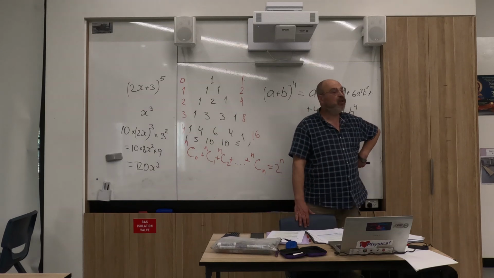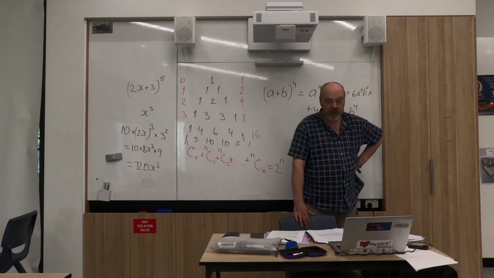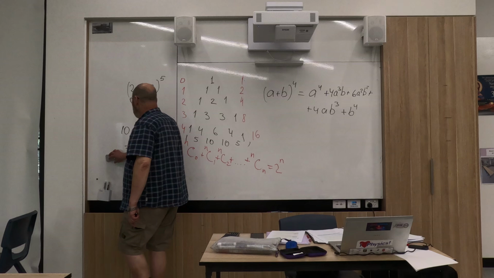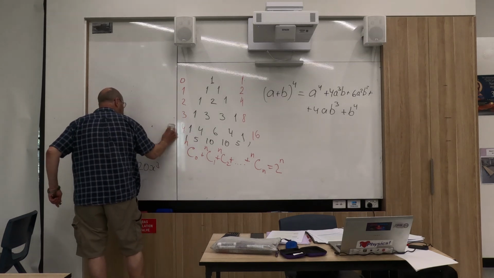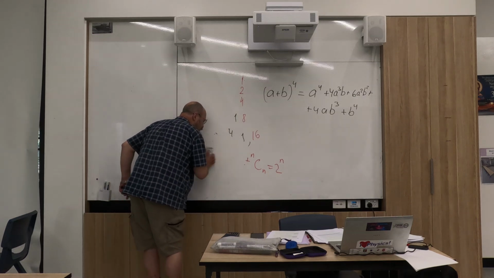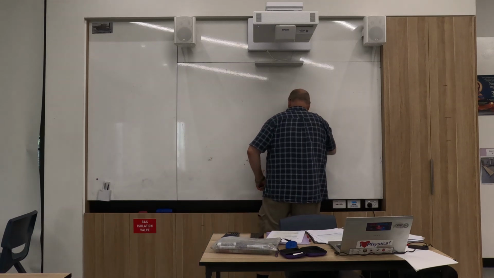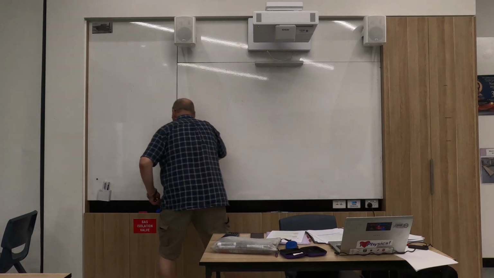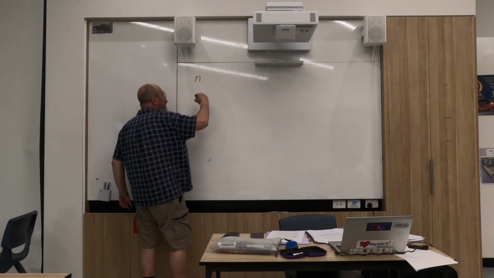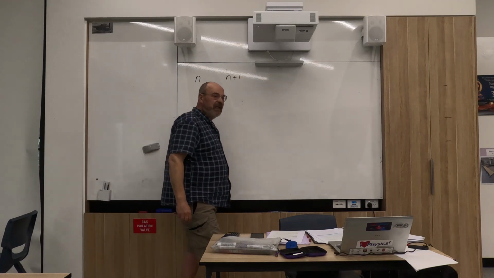Now, the pigeonhole principle. I love it. First, it says that if you have n holes, and you have n plus 1 pigeons, which you need to put in n holes, there will be at least one hole which will have 2 pigeons.